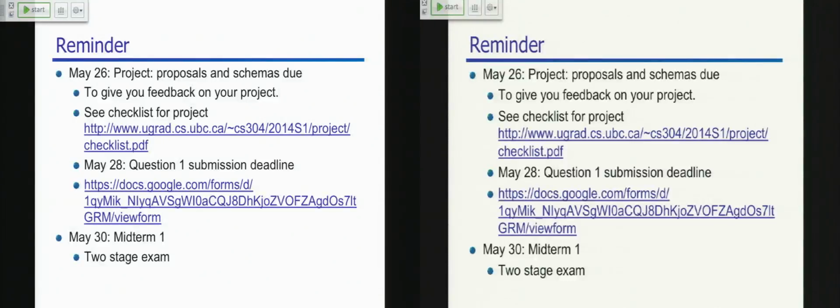Reminders before we start today's lecture. Next week's going to be a busy week, so start preparing. May 26th is going to be the project proposal and schema due. Please have it with you, and you're going to be handing it in at the beginning of the lecture on May 26th, which is on Monday.